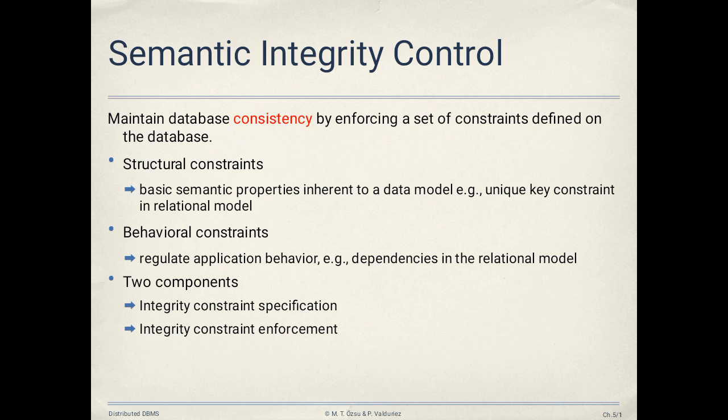Structural constraints are the basic semantic property inherent to the data model, for example, the unique key constraint in the relational model. Another is the behavioral constraint, which regulates the application behavior, for example, dependencies in the relational model. Then there are two components: integrity constraint specification and integrity constraint enforcement.